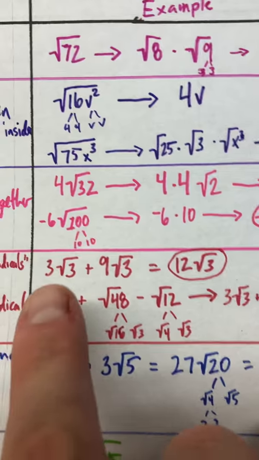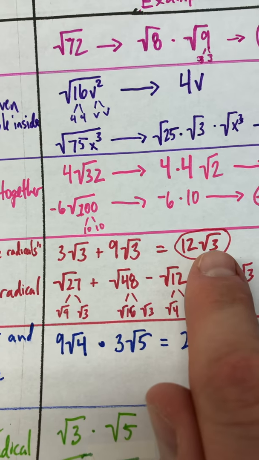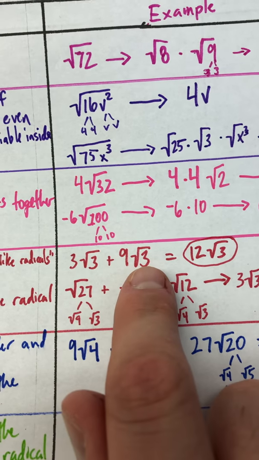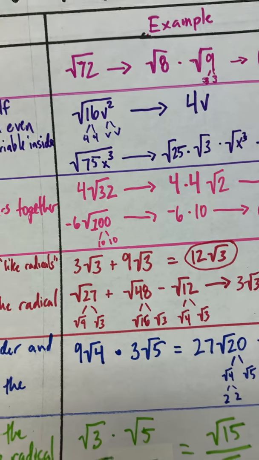If we look at our examples, 3 radical 3 plus 9 radical 3, you can add the outsides together and the inside stays the same, right? Because they're common interior radicals. So you just add up the outsides together, it's 12 radical 3.